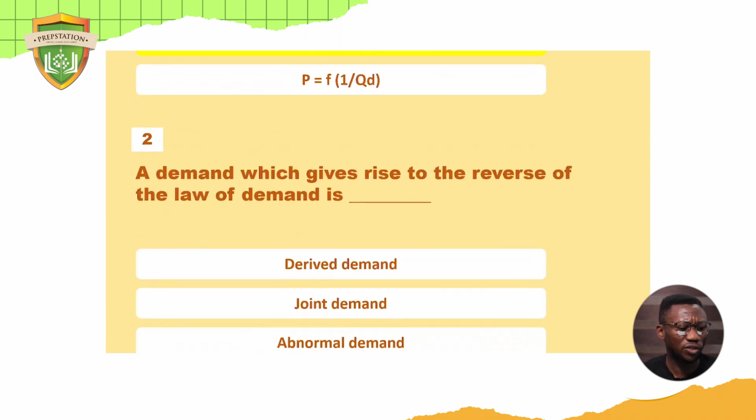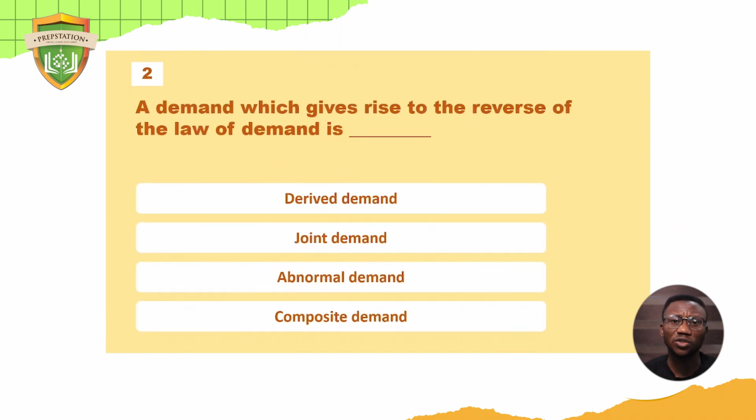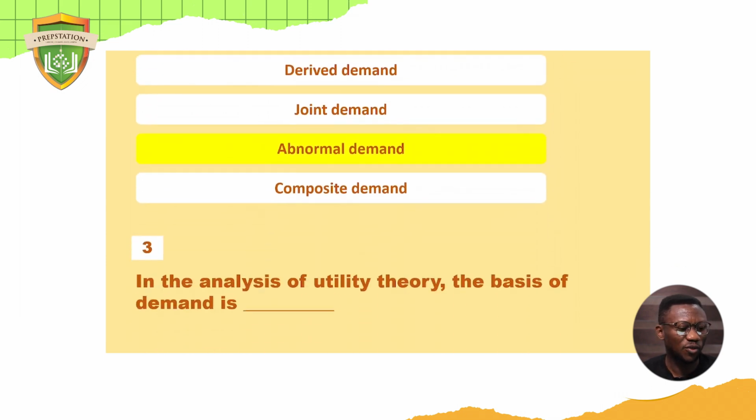Okay, let's go to the second question. It says, a demand which gives rise to the reverse of the law of demand is, oh, you remember I mentioned that in the video, that it's not every time the law of demand works. Sometimes it doesn't work. And I said it's what? Abnormal demand. Of course, it's not normal, so it's abnormal. Very good. So let's move on quickly.